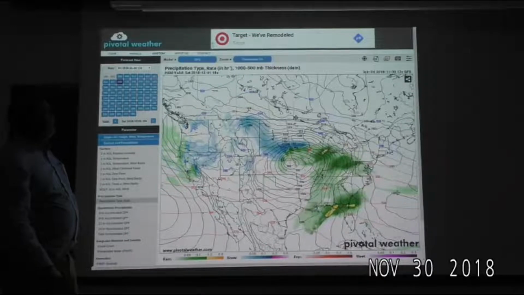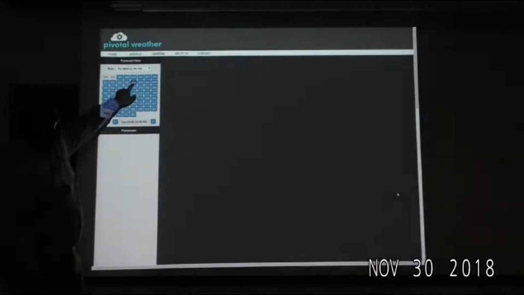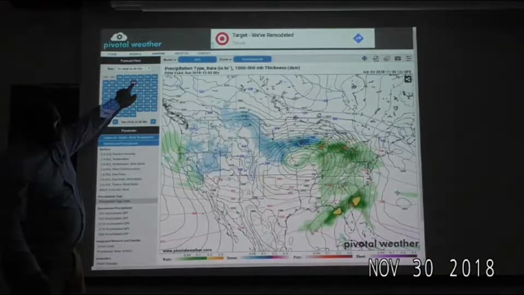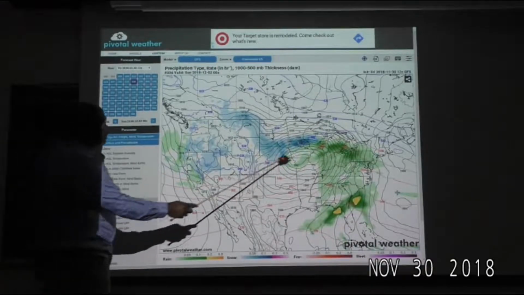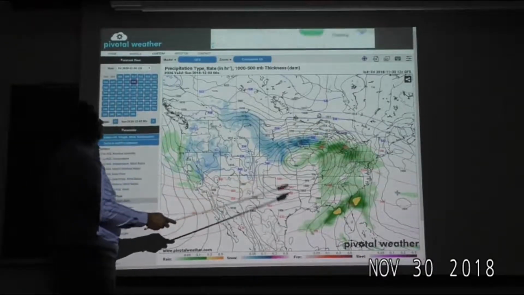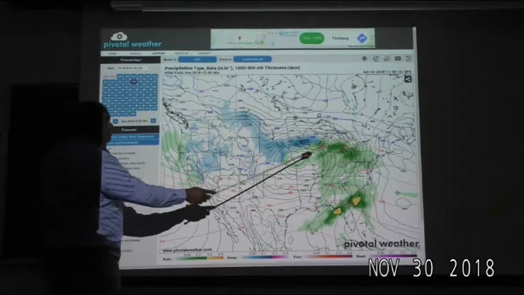And we step forward. Let's go 6 hours, 36 hours. Beginning to fill a little bit. But for us, at this point, we're just liquid precipitation. This is by tomorrow evening.